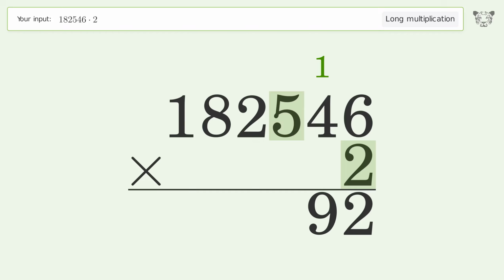5 times 2 equals 10. Because the result is greater than 9, carry the 1 to the thousands place. 1 plus 2 times 2 equals 5.